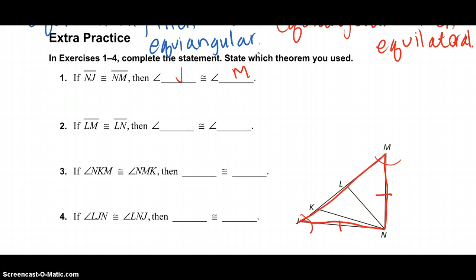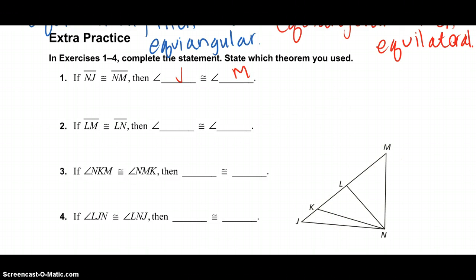Okay, as far as the theorem or your explanation is, you would just say definition of isosceles triangle, or you can explain in words if the legs are congruent, then the base angles are congruent. So now let's look at the second one. It says if LM is congruent to LN.